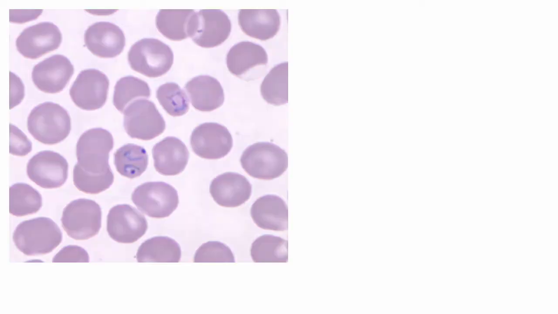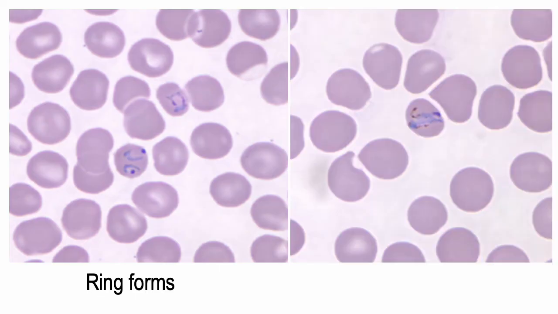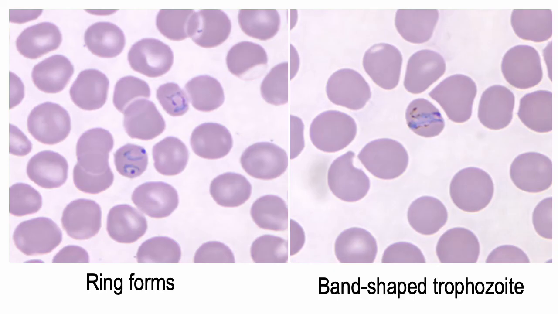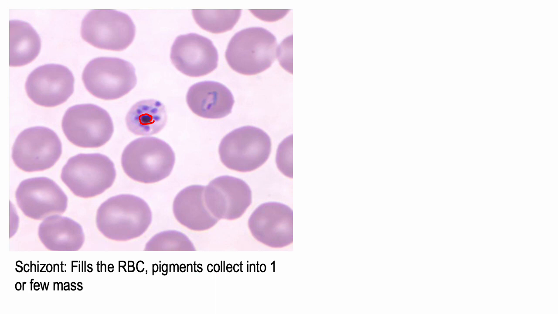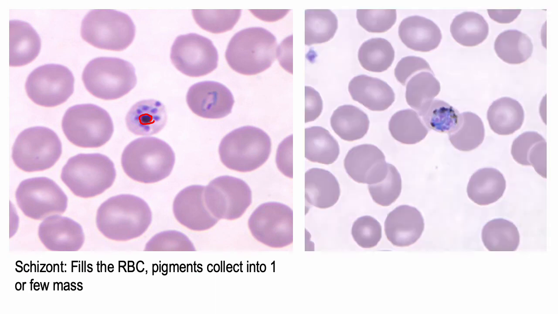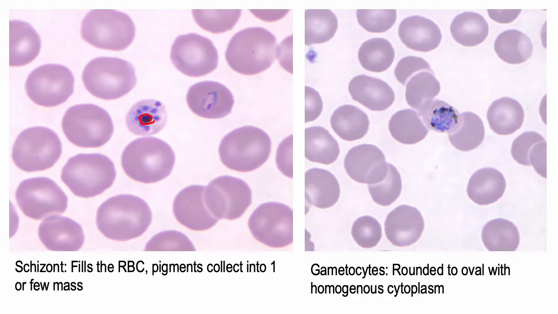So here are the sample pictures for the stages of your Plasmodium knowlesi. Here are the ring forms, very similar to Plasmodium falciparum. While the band-shaped trophozoite is similar to your Plasmodium malariae. Next, for the schizont of Plasmodium knowlesi, the presence of the pigment being concentrated in the middle is characteristic of this stage. While for the gametocytes, these are rounded to oval with homogeneous cytoplasm.